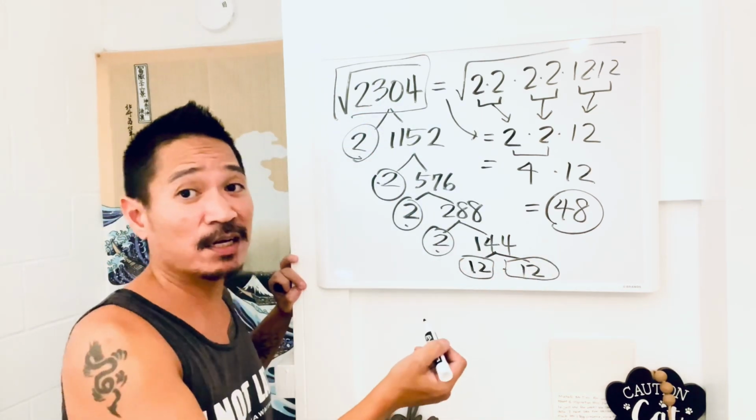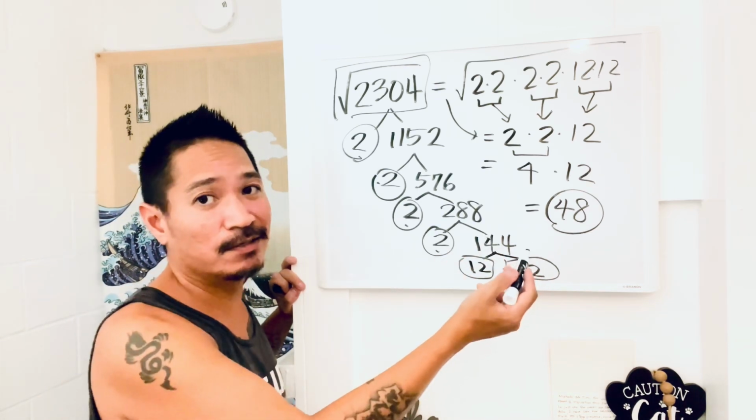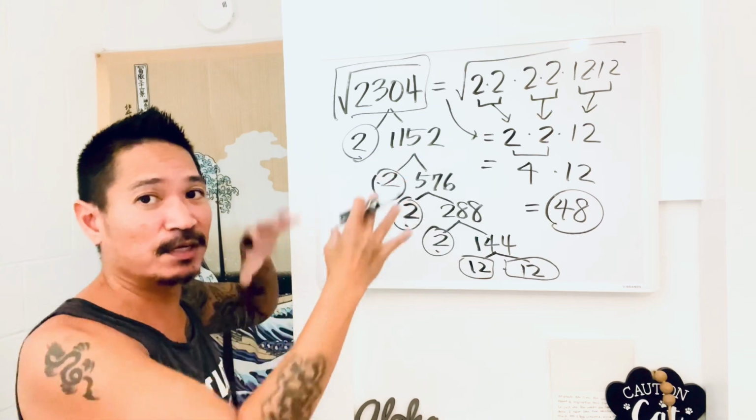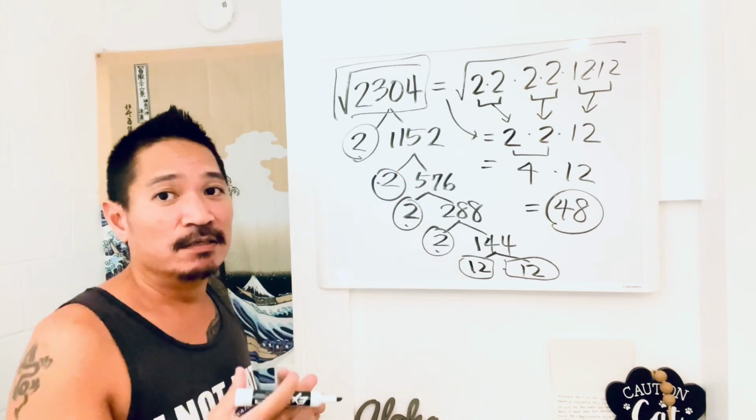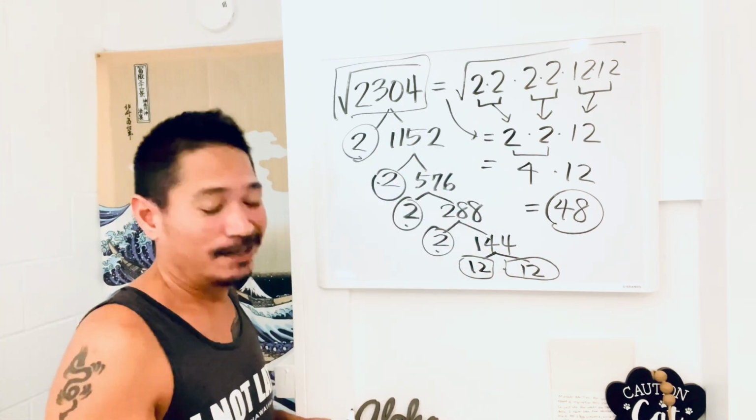And if you wanted to check, you can check 48 times 48, do it in your calculator, do a multiplication, go ahead. I'm going to tell you it's going to be 2304. All right. Okay.